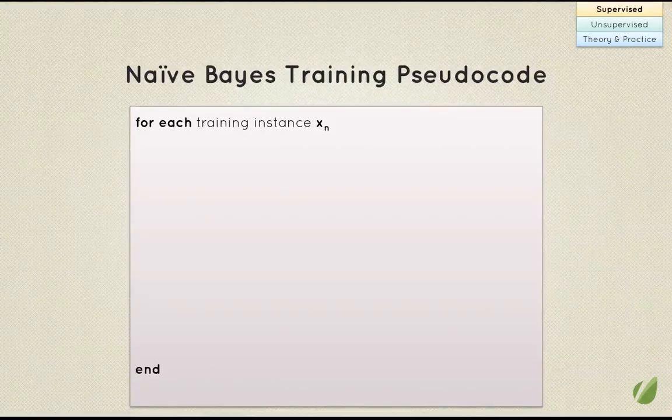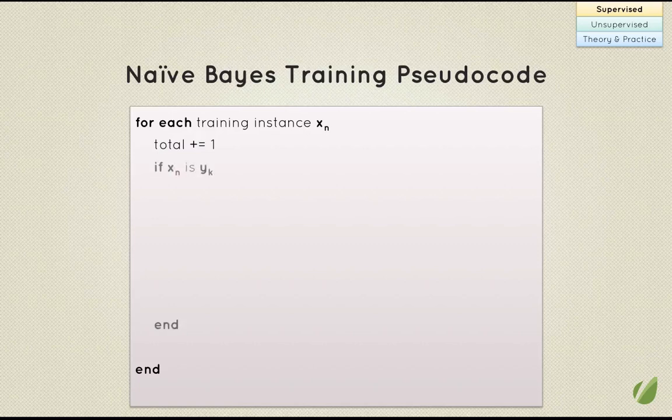First, we're going to iterate over every training instance, x sub n, in the training set. We need to keep account of the total number of instances in the data set, and that's what this variable total does. Next, we'll check to see what the output classification is for this particular instance. And if our output for the current instance is y sub k, then we'll increment a total for that output class, total sub k.